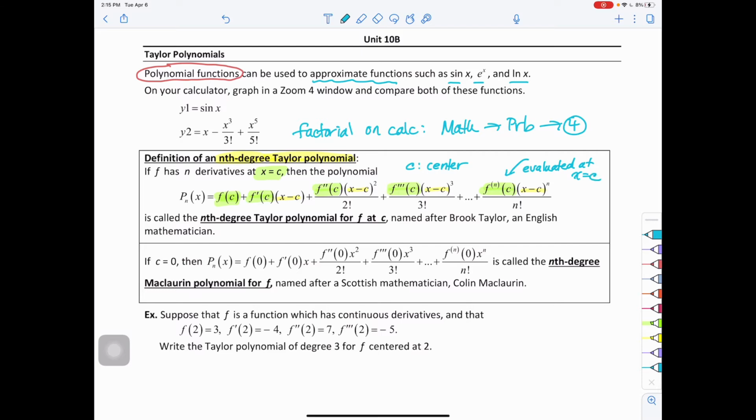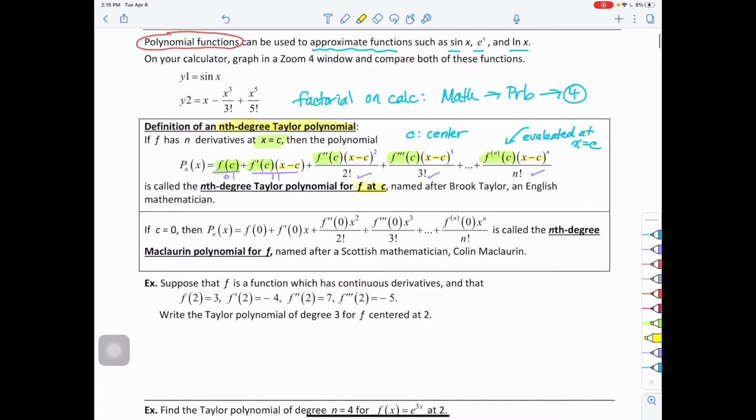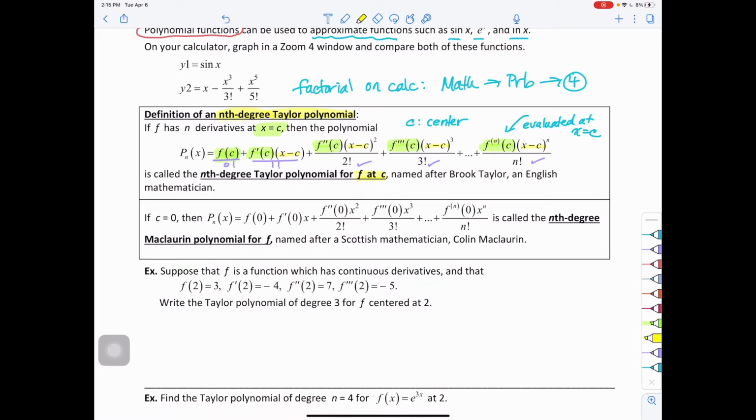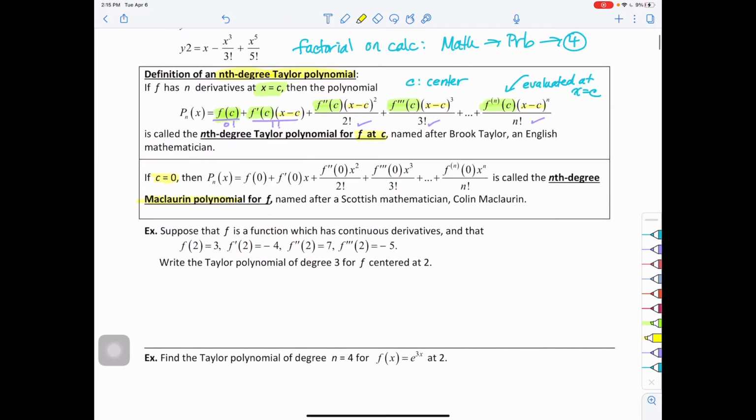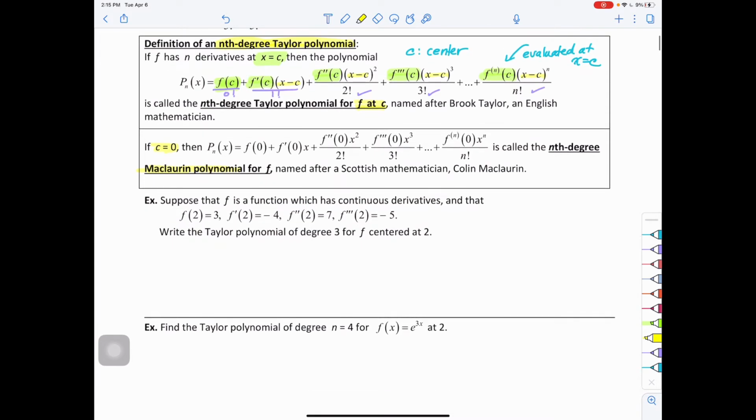Okay? Now, let's look at this denominator. 0 factorial, 1 factorial, 2 factorial, 3 factorial, n factorial. And that is the nth degree Taylor polynomial for your function at c. And it is named after Brook Taylor, who was an English mathematician. Now, what if c was 0? What if your center was 0? We call that a Maclaurin polynomial for your function. And of course, that's named after a Scottish mathematician, Colin Maclaurin.